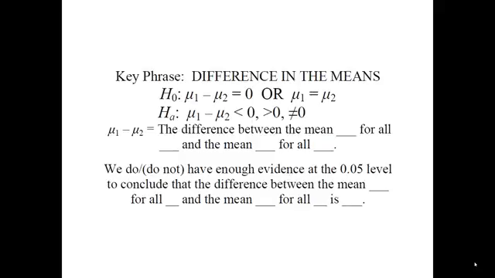Mu sub 1 minus mu sub 2 is the difference between the mean blank for all blank and the mean blank for all blank. We do or do not have enough evidence at the 0.05 level to conclude that the difference between the mean blank for all blank and the mean blank for all blank is blank.